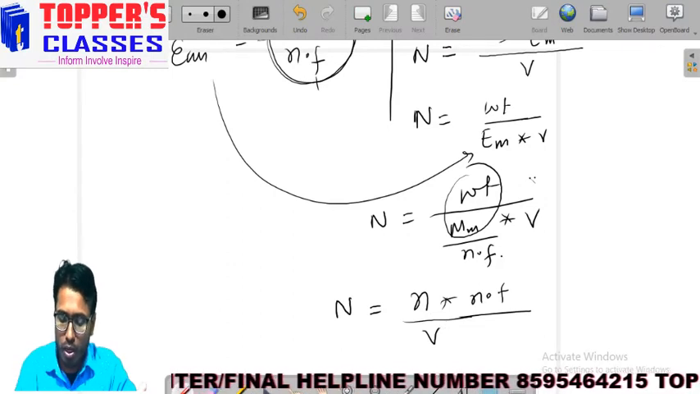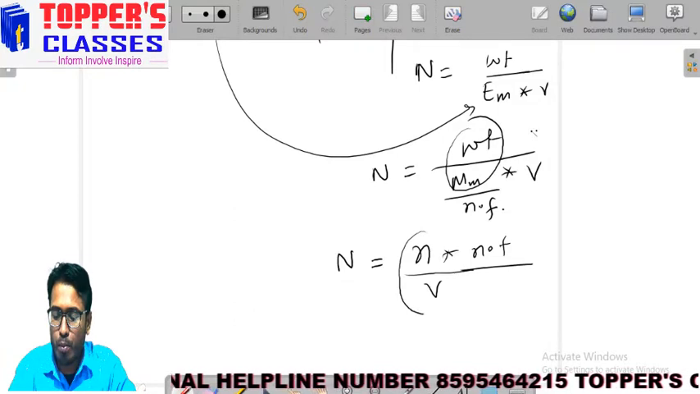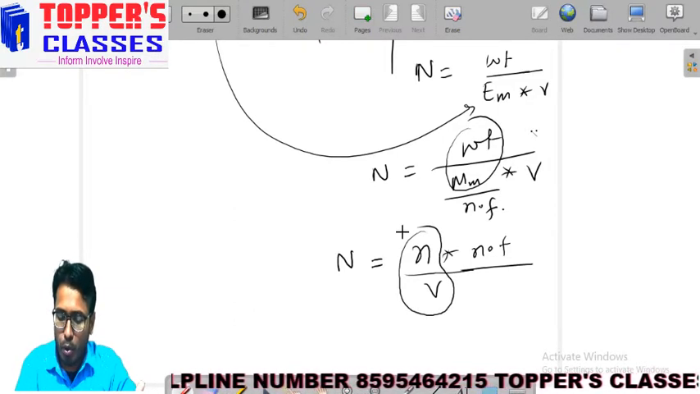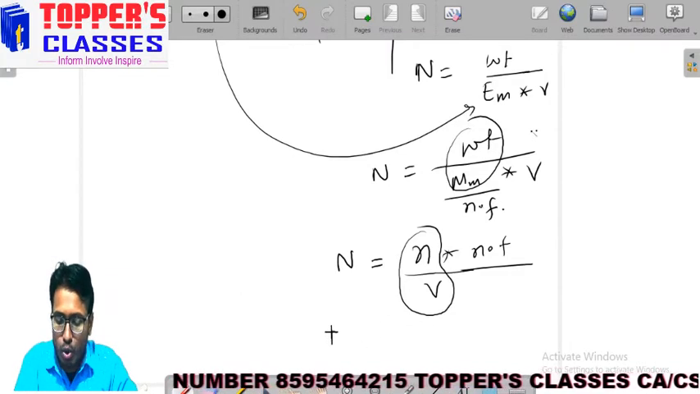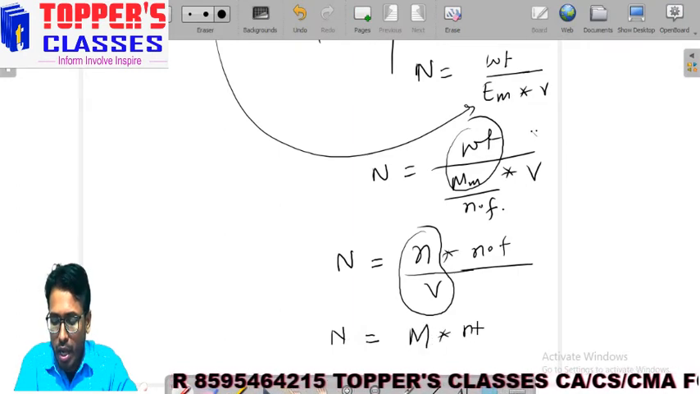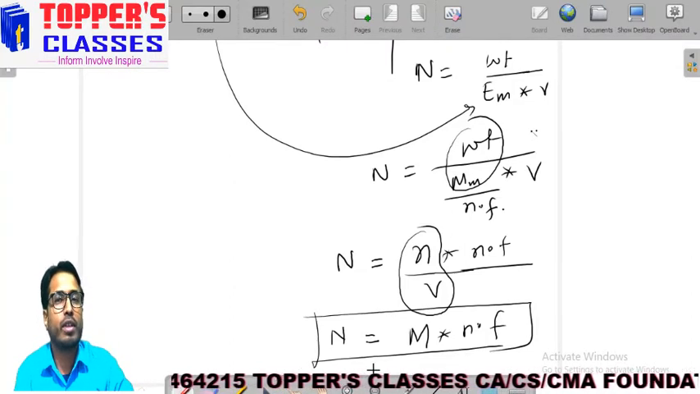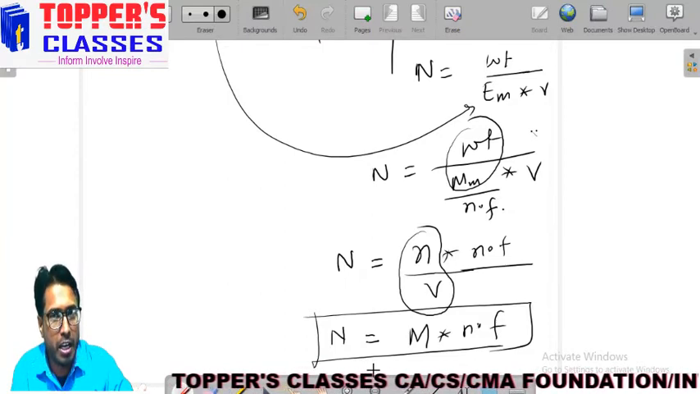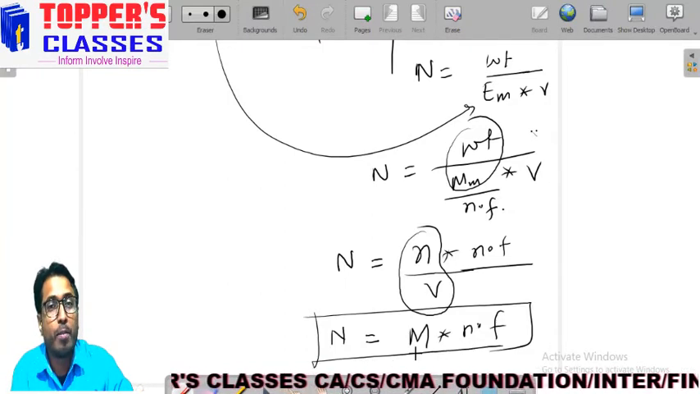Now one more term comes: number of moles upon volume. Number of moles upon volume is what? It is equal to molarity. So normality equals molarity into n factor. This is the final formula for the normality of a solution. If we know the molarity, then we can easily find the normality of the solution.